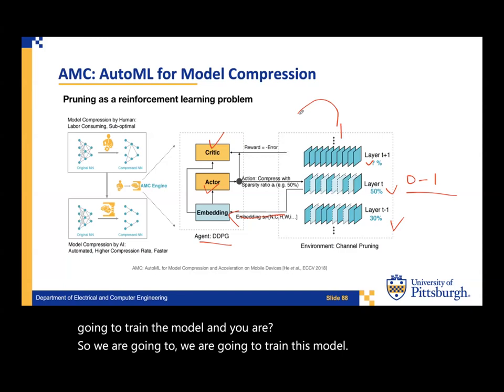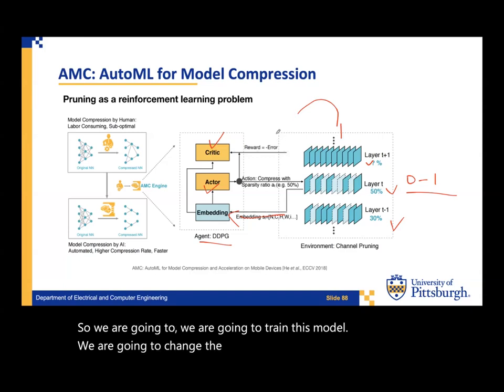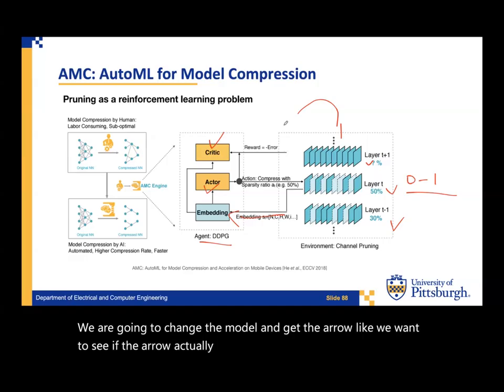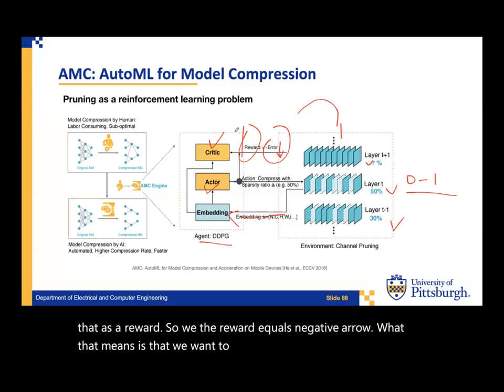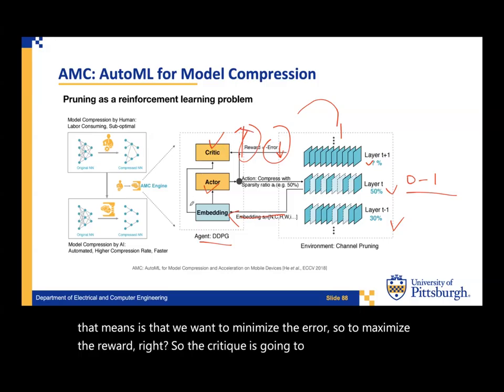We are going to change the model and get the error. Like we want to see if the error actually goes up or goes down, right? And use that as a reward. So the reward equals a negative error. What that means is that we want to minimize the error, so as to maximize the reward, right? So the critic is going to use the reward to guide the selection of the embedding.